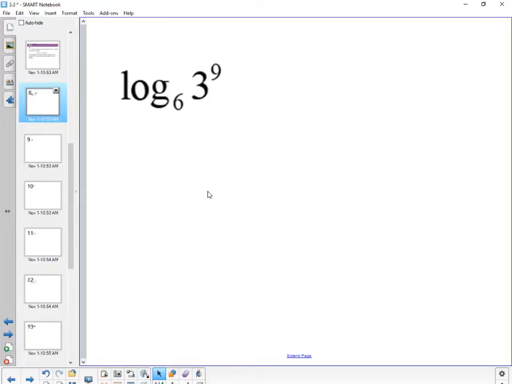Can you still put the 9 in front? You kick the 9 to the front. Yeah. And log. You've got log base 6 of 3. And what is log base 6 of 3?